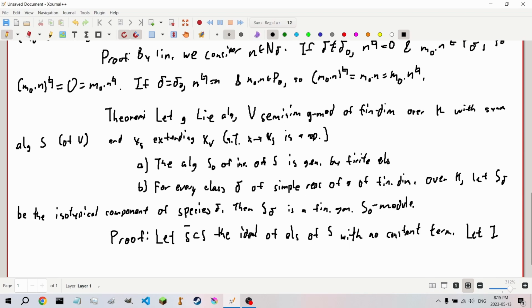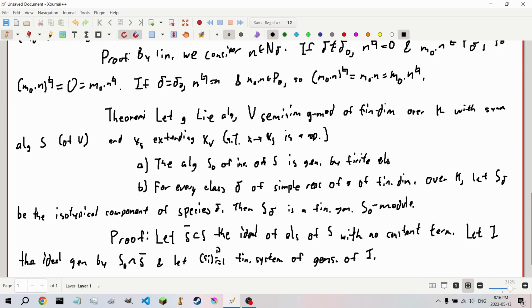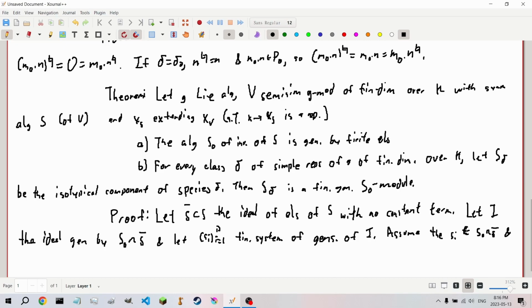Let I be the ideal generated by the intersection of S0 and S bar, and let the elements Si, for i from 1 to P, be a finite system of generators of I. And we can assume freely that the Si belong to the intersection of S0 and S bar and are homogeneous.